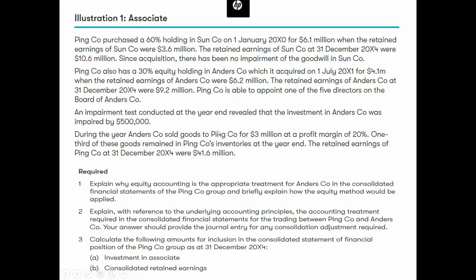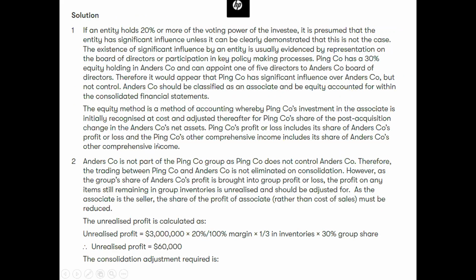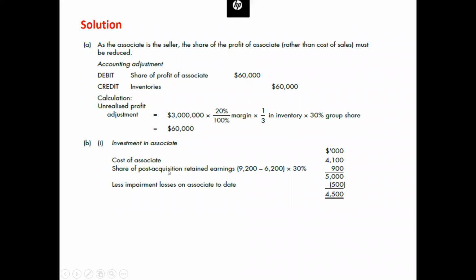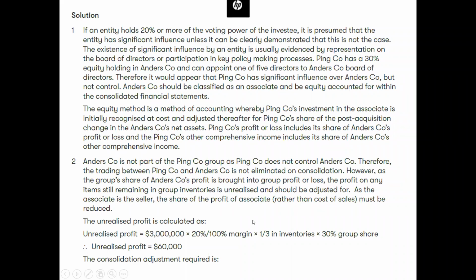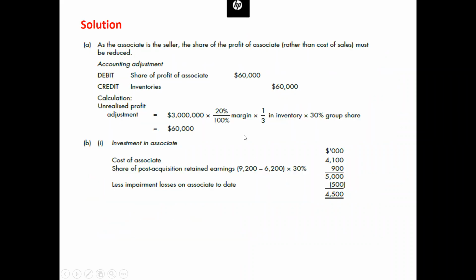Okay, so I want you to just add a note and say, let's now pretend it was the other way around. So let's say Ping sold to Anders. How will this now be different? Do you agree with me the calculation that we do to get you the 60,000 profit margin will be the same thing? 20% profit margin, 1/3 left, and I have a 50% share, so I will still have unrealized profit of 60,000. You guys happy with that calculation?